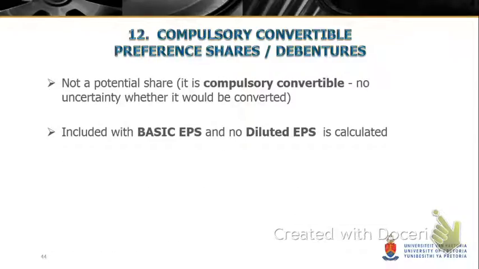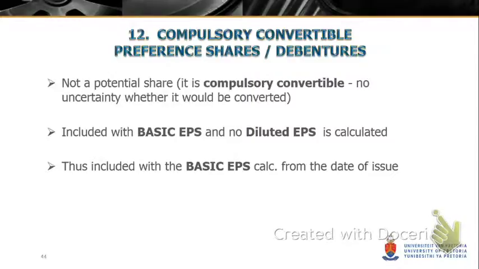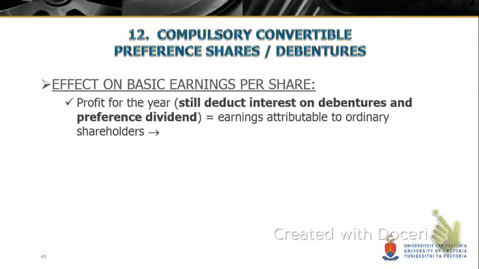So they will be included in the basic EPS and there will be no dilution calculated. Thus, the basic EPS is calculated from the date of issue. So they are included from that date. The effect on the basic earnings per share. Firstly, the profit for the year. You still deduct the interest on debentures and preference dividend, etc. But the earnings attributable to ordinary shares will be the figure that we are using, the profit for the year.